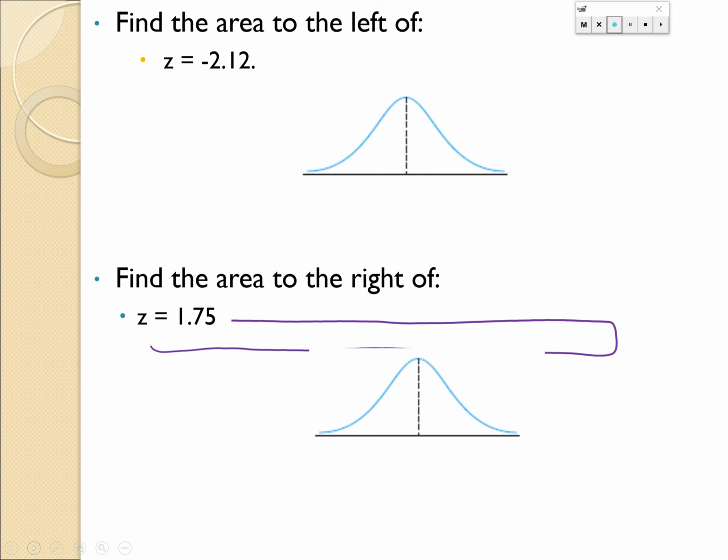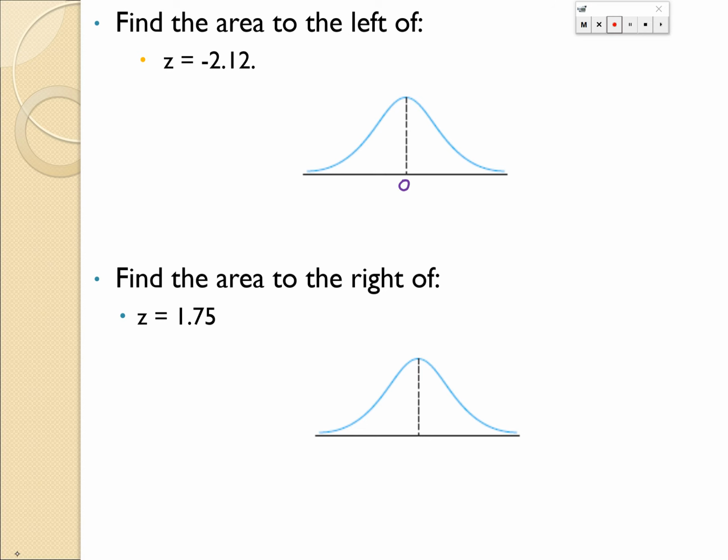Now if you're thinking, wait Miss Golly, how do I know where to put negative 2.12? Well, one of our properties said the mean is 0, and it's at the middle of our distribution. So we know the middle is 0. So negative 2.12, is that going to be to the left or to the right? It's going to be to the left.